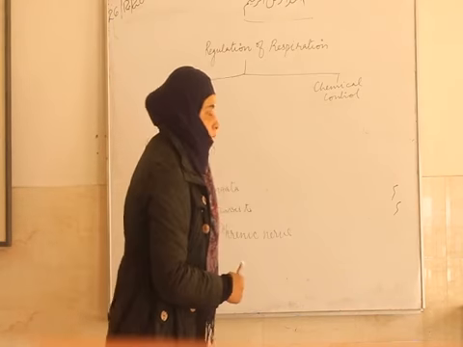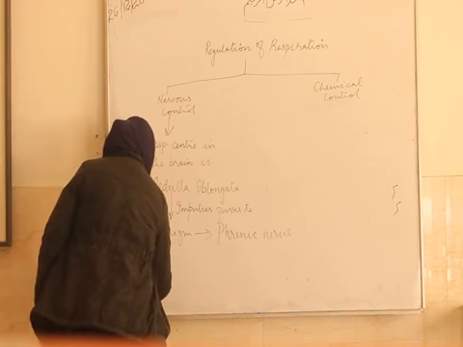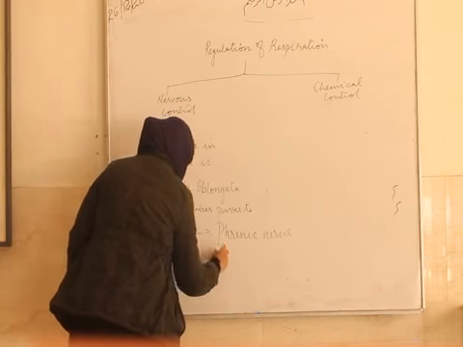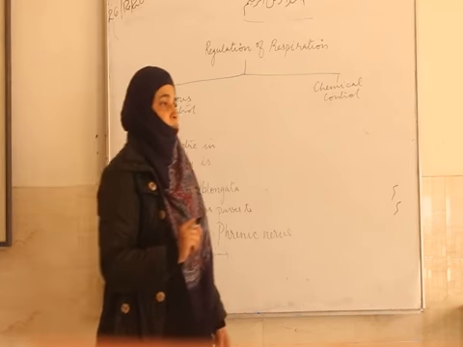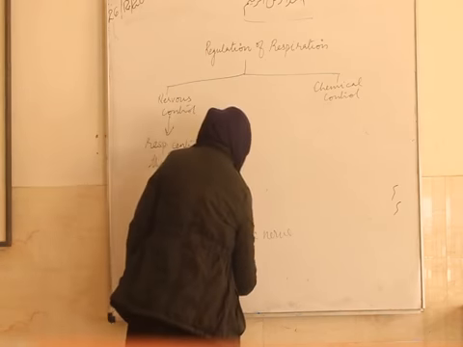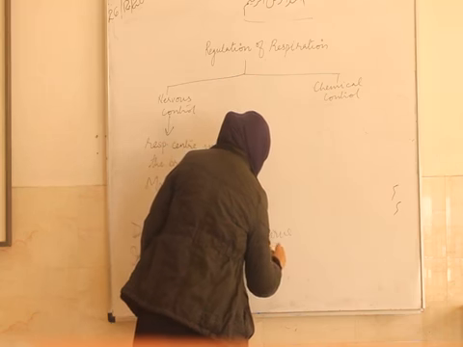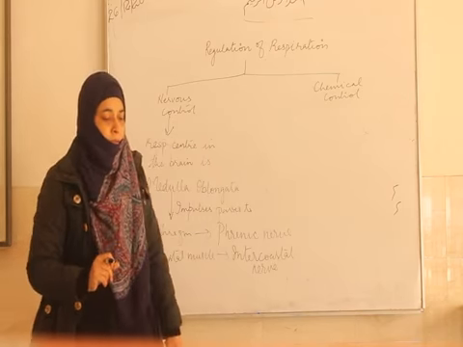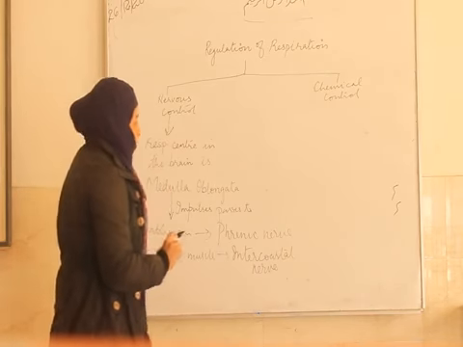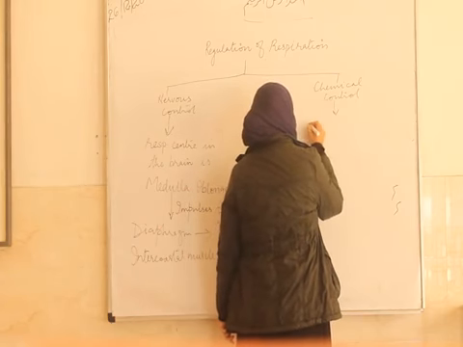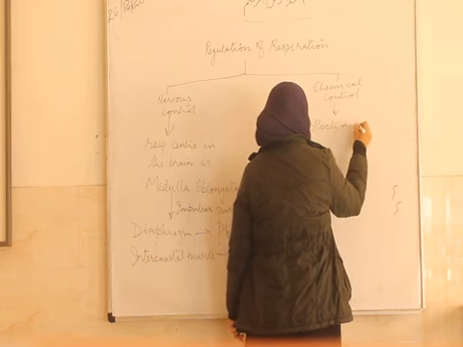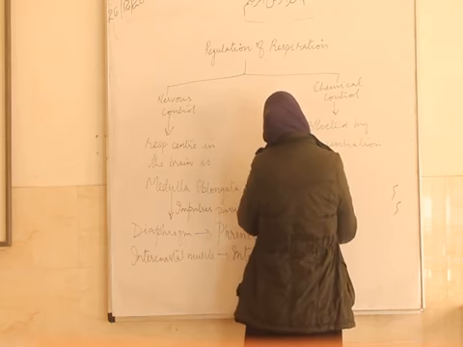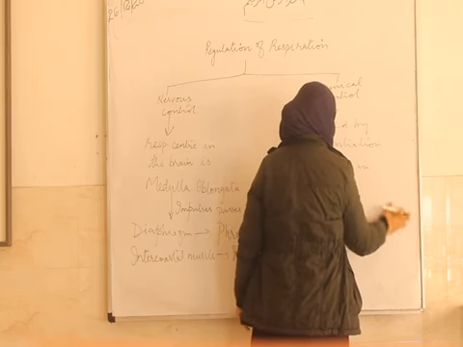Underline this phrenic nerve, and to the intercostal muscle through the intercostal nerve. Now here it is affected by the concentration of carbon dioxide in blood.